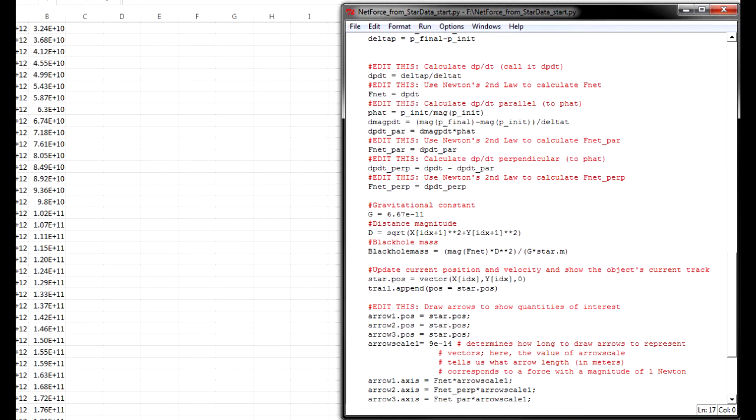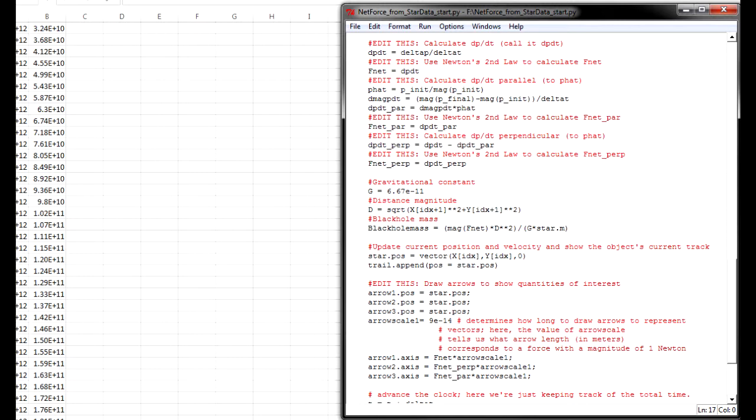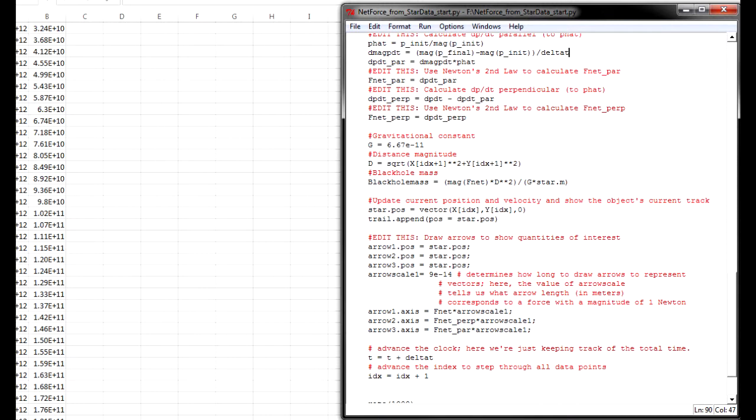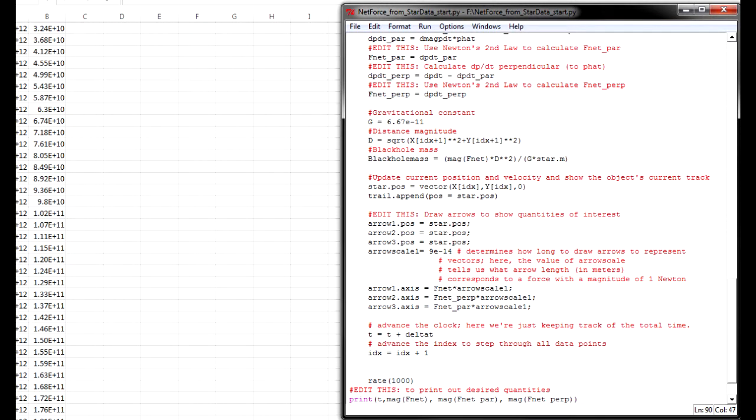The p hat of the F net will be the initial momentum over the magnitude of the initial momentum. The magnitude of dP/dt, or the magnitude of F net, is the magnitude of the final momentum minus the magnitude of the initial momentum over delta t, where the numerator is delta p. The parallel dP/dt is the magnitude of dP/dt times the p hat. The parallel F net is equal to dP/dt parallel. The perpendicular dP/dt, which is the perpendicular F net, is dP/dt minus dP/dt parallel.